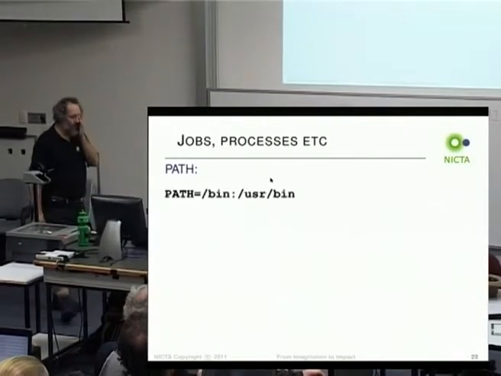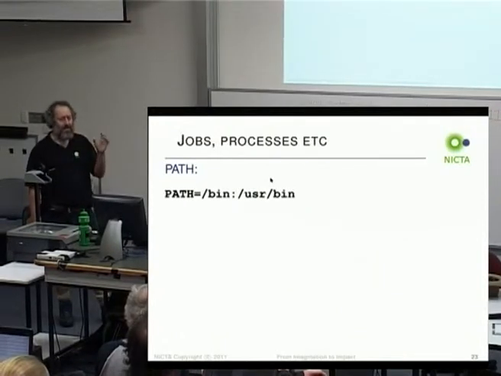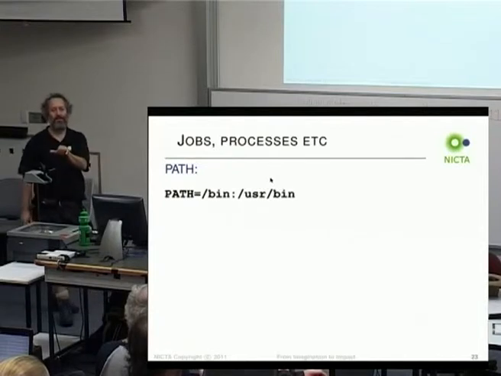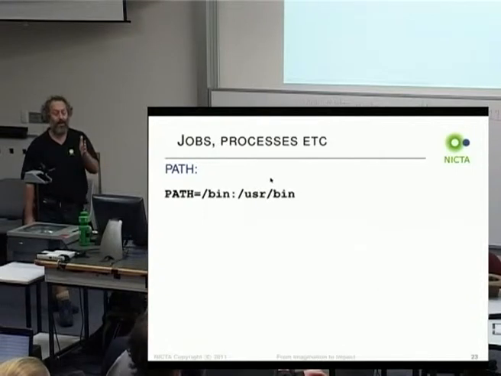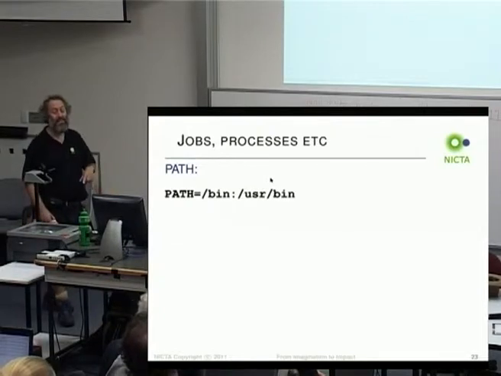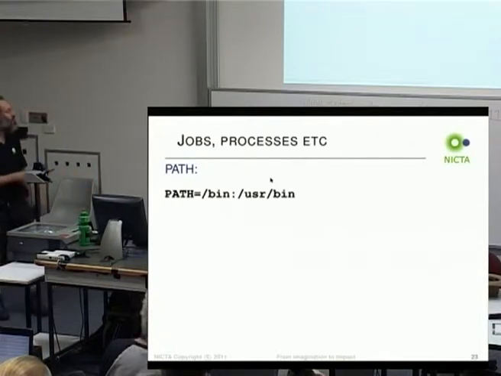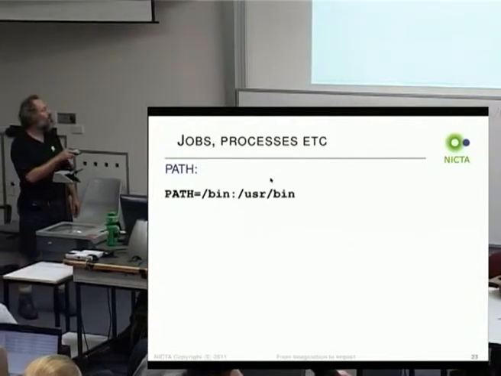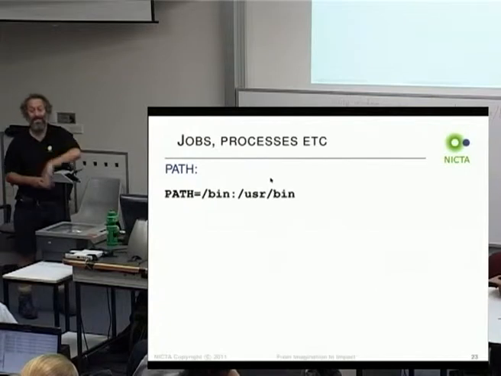Okay, we mentioned path. It's worth talking a little bit more about path. Path is a list of colon-separated directories. And when the shell, or actually when the kernel searches for a program, yeah, you're right, exec VE. When the C library searches for it, it's in exec VP. It splits these on the colons and searches first in bin and second in slash user bin. If you do echo dollar path, you'll see a lot more things in it than that.